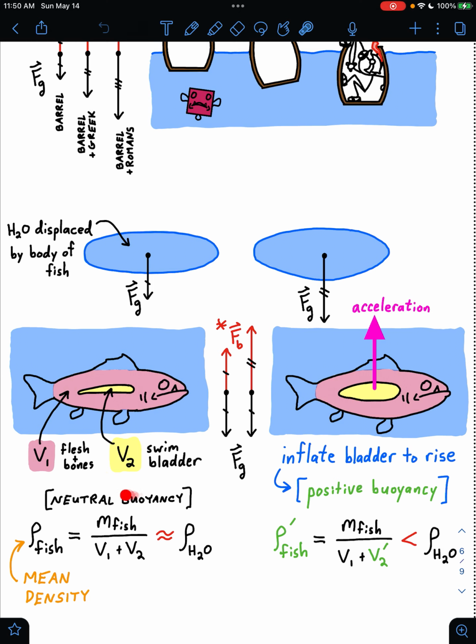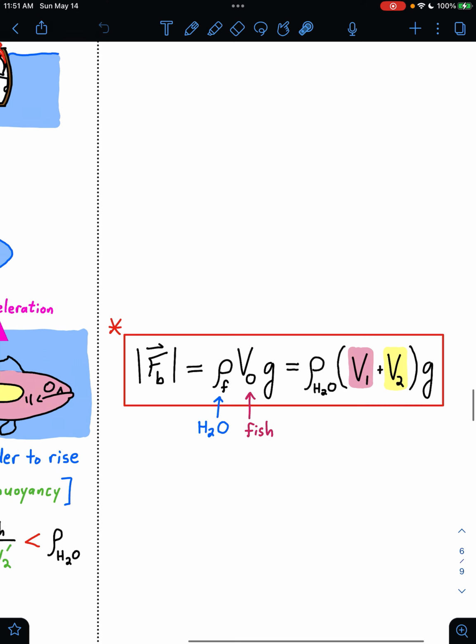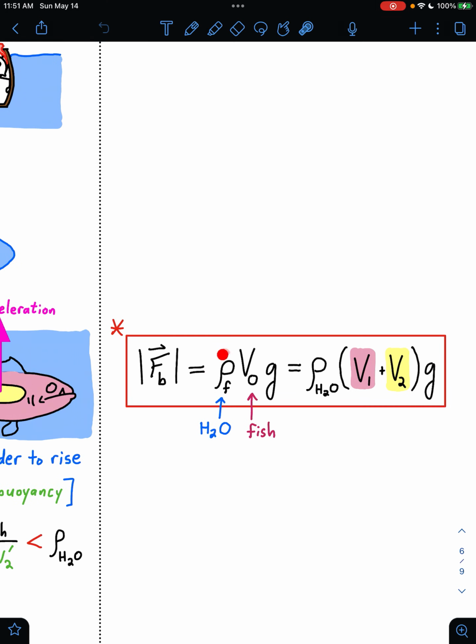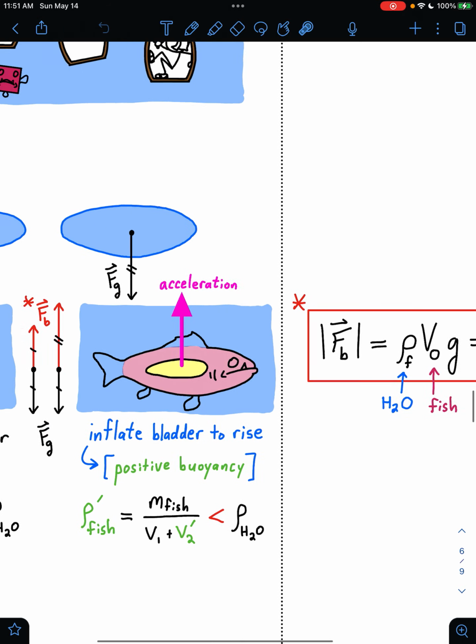So if our fish is neutrally buoyant, then the mean density of that fish, given by the mass of the fish over the sum of those 2 volumes, V1 plus V2, if that density is approximately equal to the density of the surrounding water, then our fish can be in equilibrium here. That buoyant force, by the way, that upward buoyant force on the fish, would be given by our formula, where this is the density of the surrounding water, and the volume of the fish would be the sum of those 2 volumes, V1 and V2.